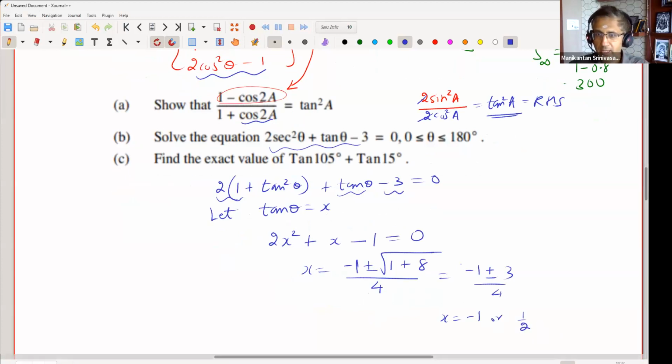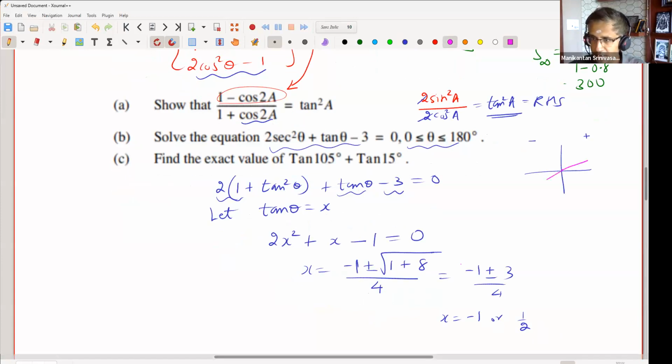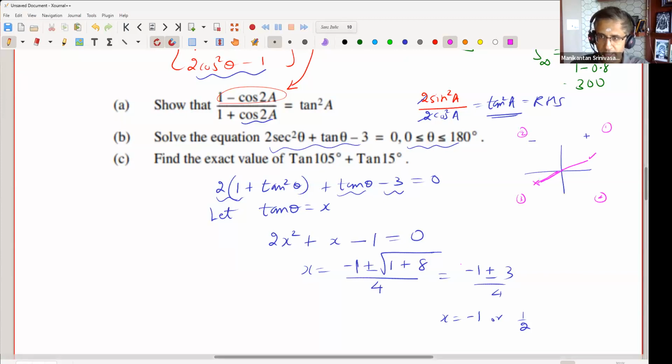Okay, so he says 0 to 180. So 0 to 180, tan is positive here and tan is negative here. So technically for half, we'll have two answers, right? When tan theta equal to half, it will be either this value or this value. The value in the third quadrant is not applicable here. So this is first, this is second, this is third, this is fourth. So we'll take this value, tan inverse of half. We cannot take this value because it's 0 to 180.